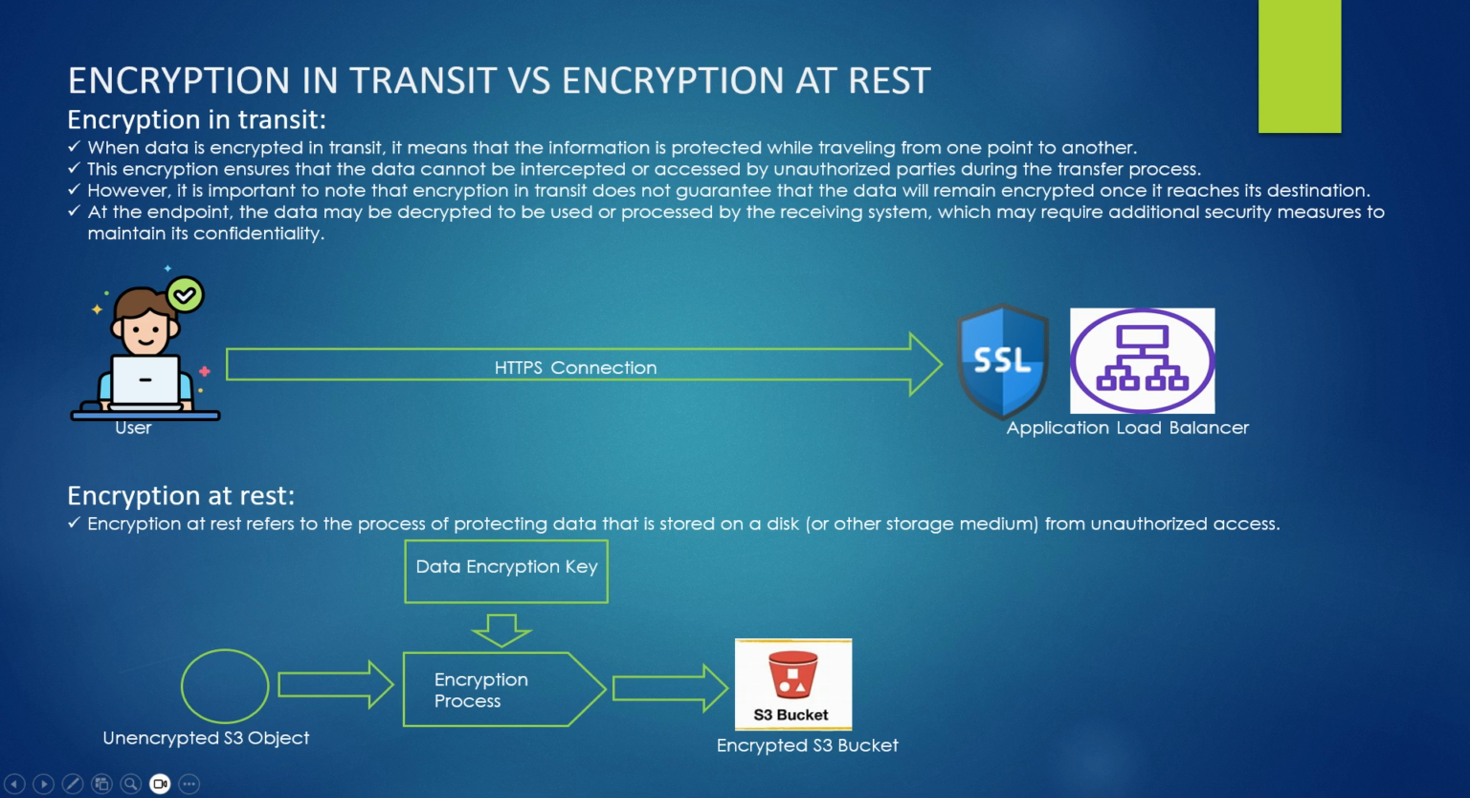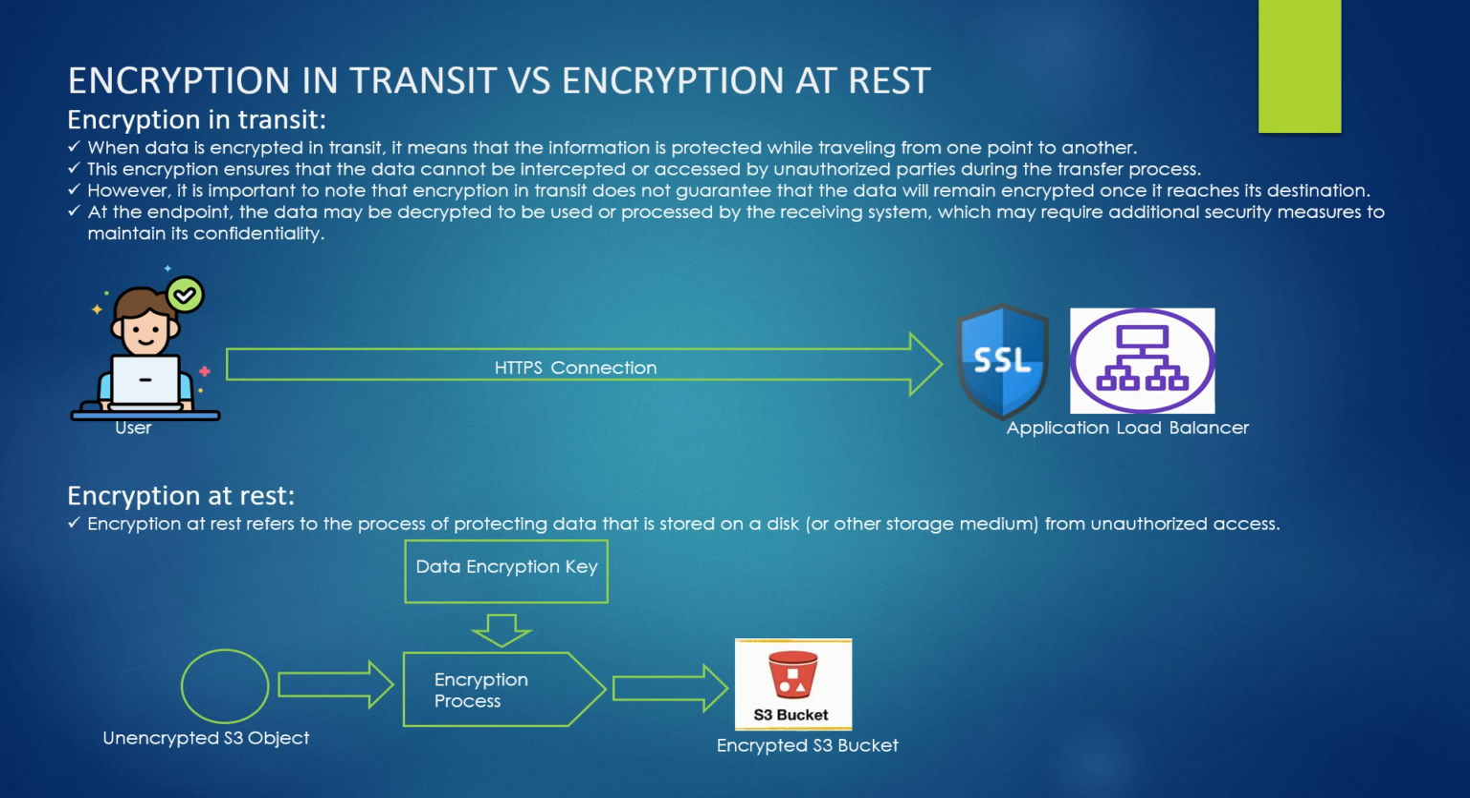Okay, so here, to give an example of how encryption at rest works, suppose this is an encrypted S3 object. Suppose this is a file and you want to encrypt it. So in that case, you will go through this encryption process, and for that it uses a DEK, that is data encryption key.